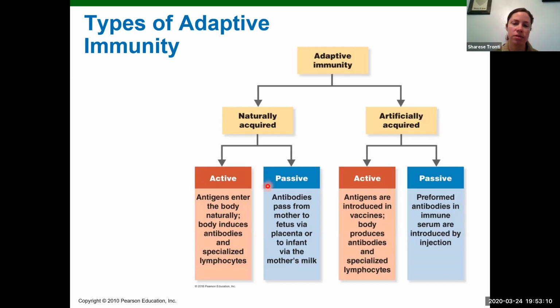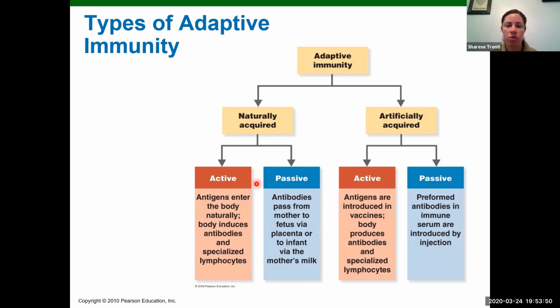And then we have active versus passive. So active is where the body itself is producing antibodies, versus passive is where the antibodies are given to the body. So to go through all four different types of adaptive immunity, naturally acquired active immunity is where antigens are exposed to the body through normal processes, the normal way that we become exposed to pathogens, and then the body will produce antibodies against it. So this is what we normally see.